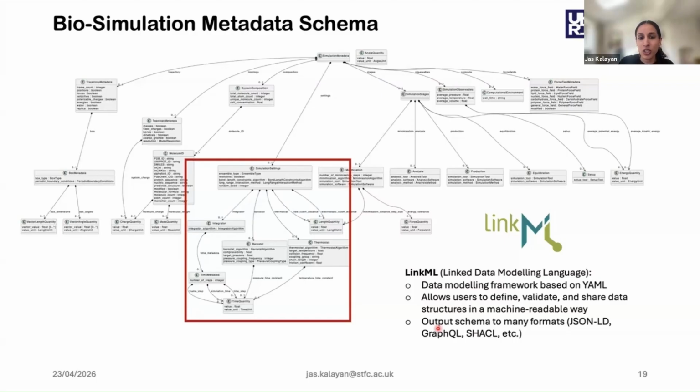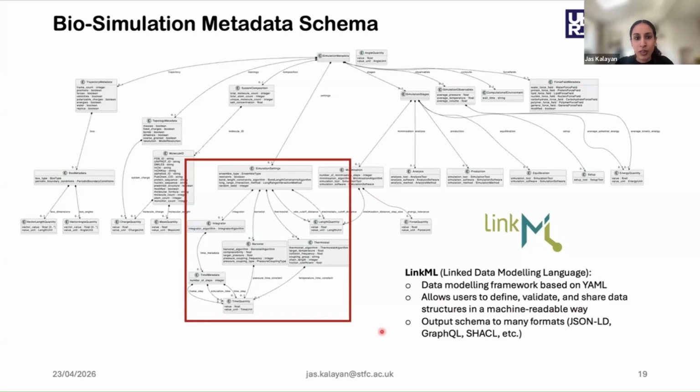I wanted to use a tool that meant that anyone in the BioSim community can add to this schema if they wanted to. It allows users to define, validate, and share data structures in a machine-readable way. So when you have created your schema in YAML, you can then also output your schema into other various formats that are more machine-readable, such as JSON-LD, GraphQL, SHACL, etc.